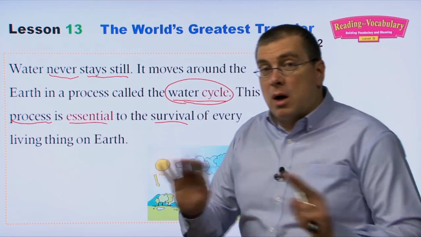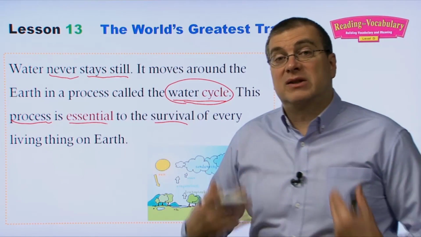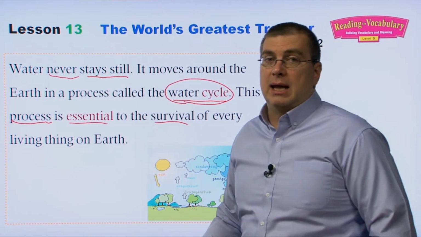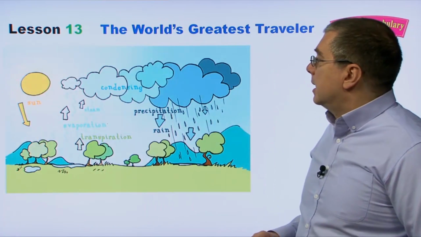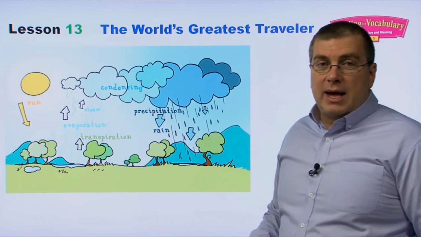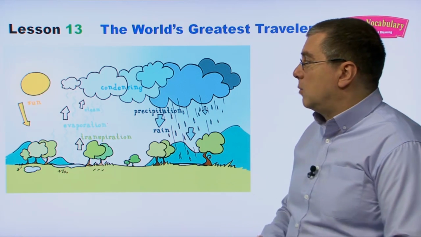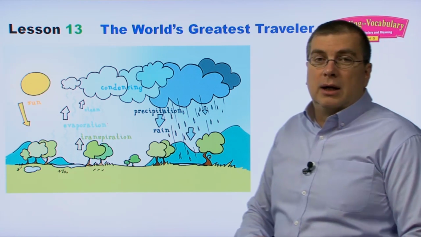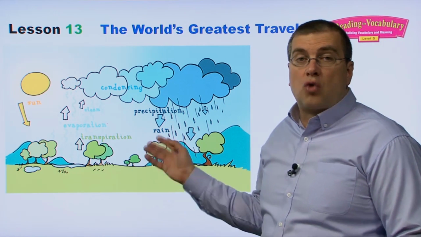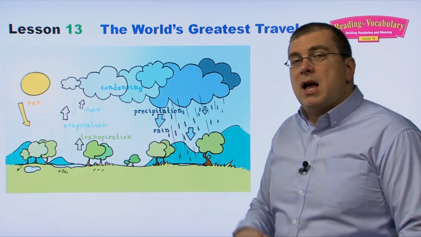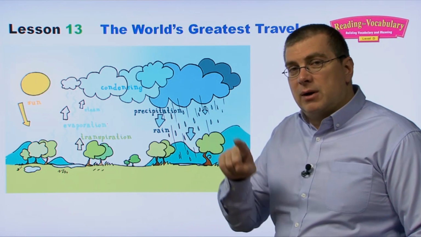If there was no water cycle, we could not survive. We would die. Okay? So, this is the water cycle. I'll explain it a little bit more, but this is a good diagram. This is a good drawing to show us the circle of water.